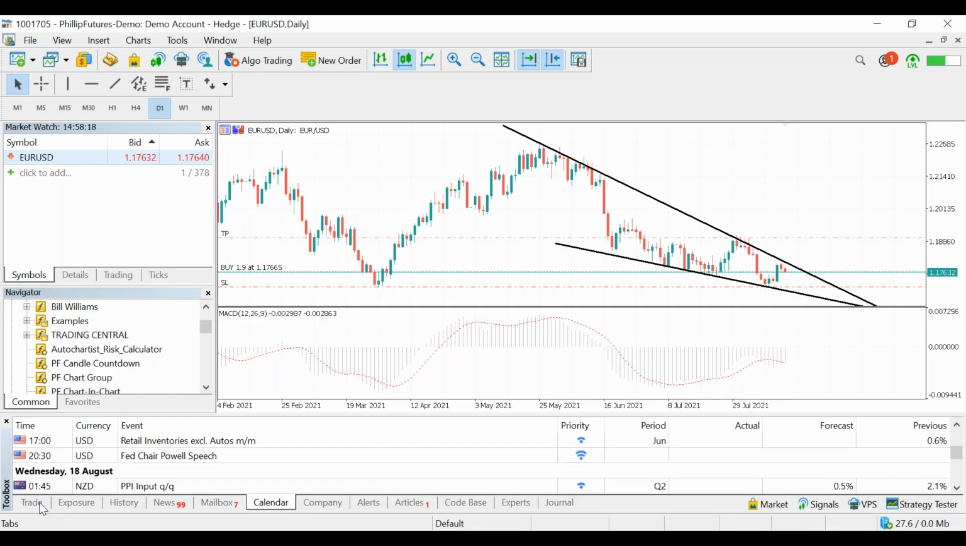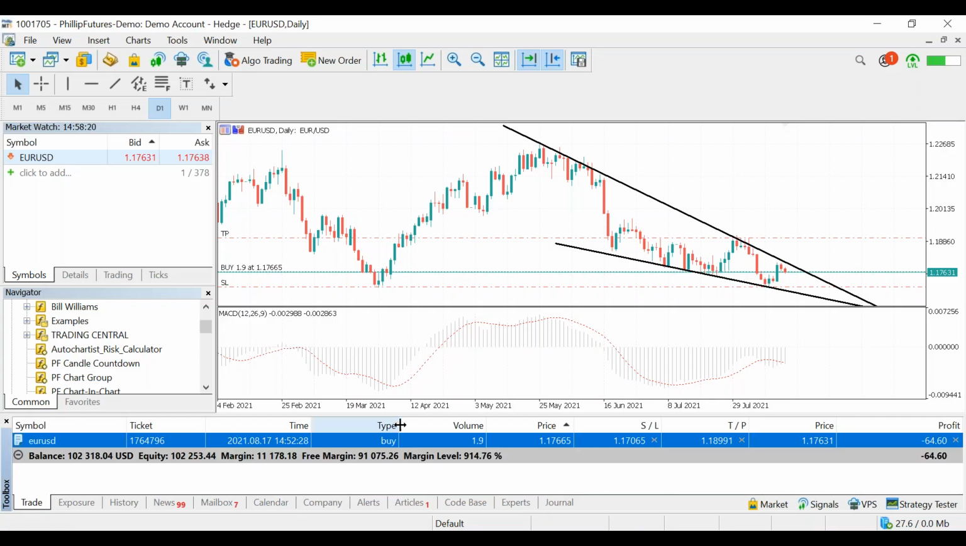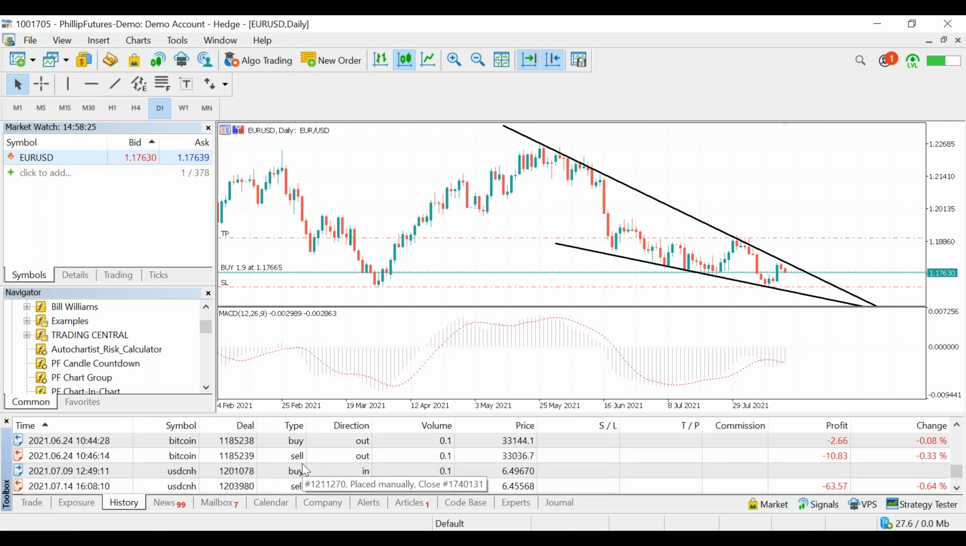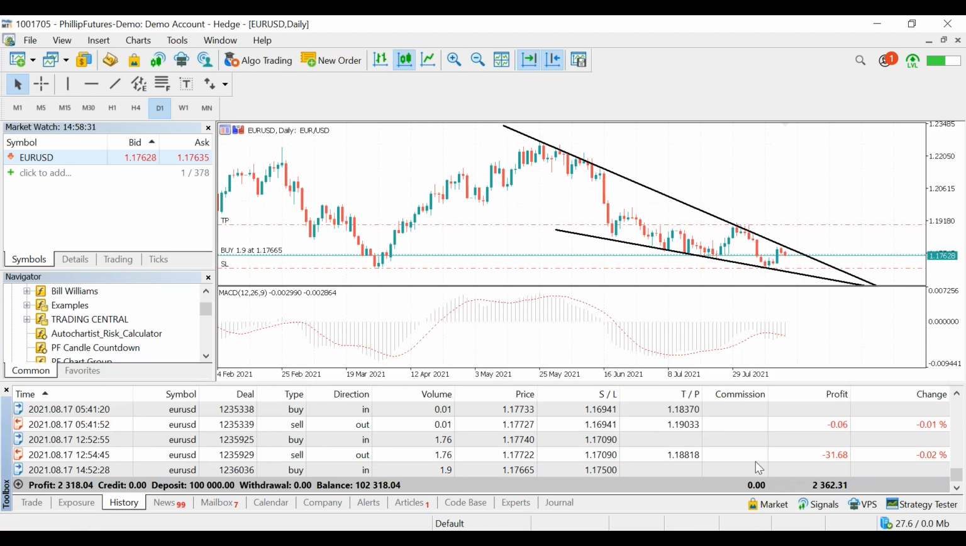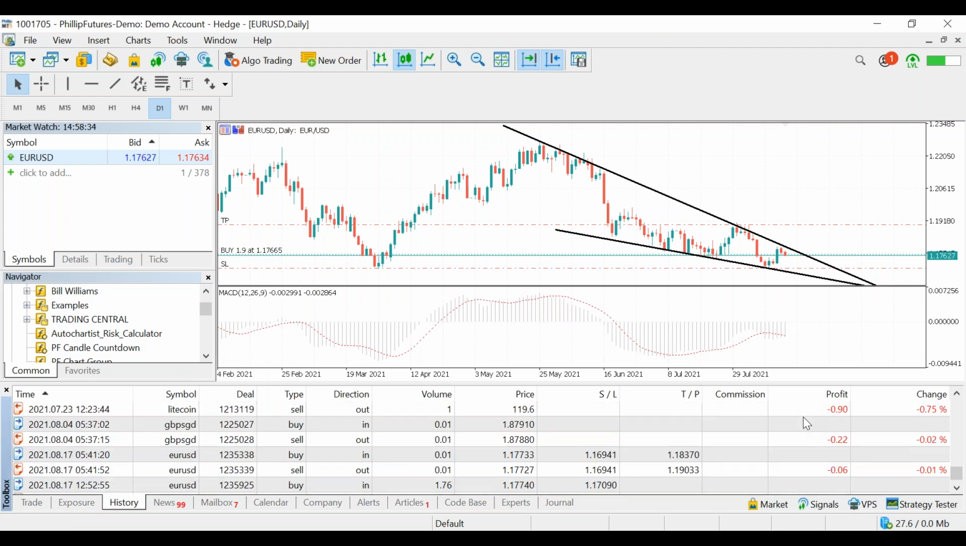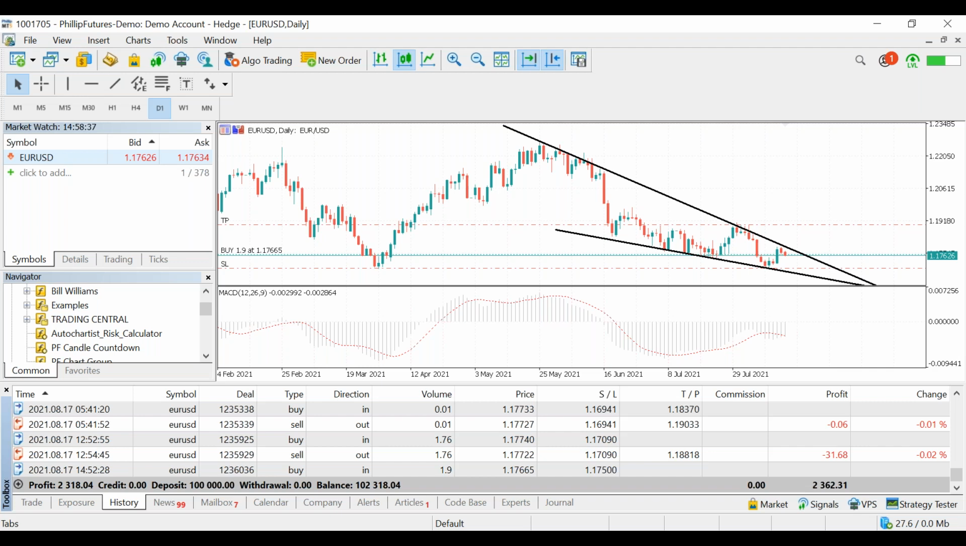Like I mentioned just now, when you place a trade, this is the trade panel, and when you go to the history, there's a trade exposure history. Under this history, you'll be able to see what are the past trades that you have made, and whether it was profitable or not. You can see all this here. It is all in this platform. It is pretty comprehensive.